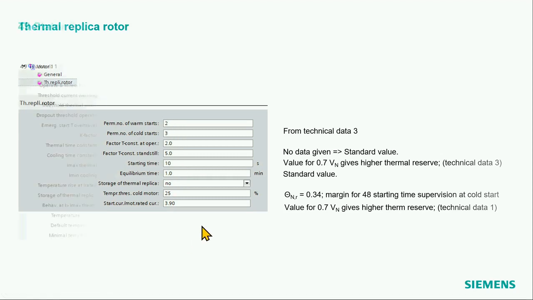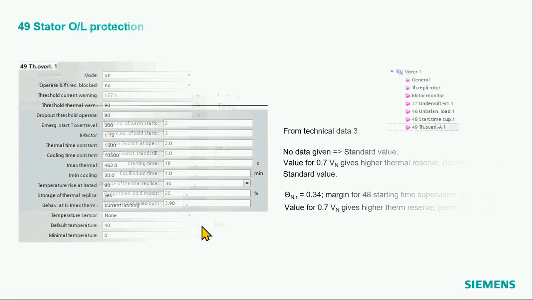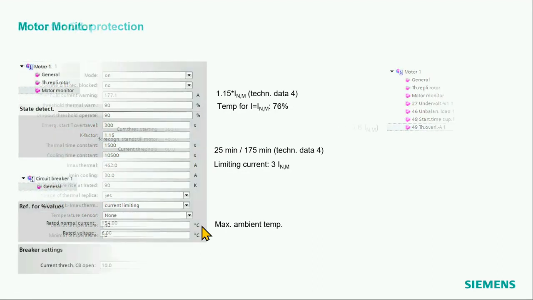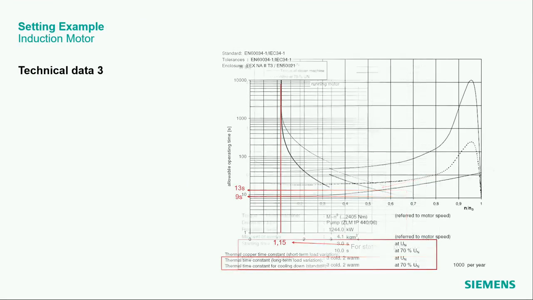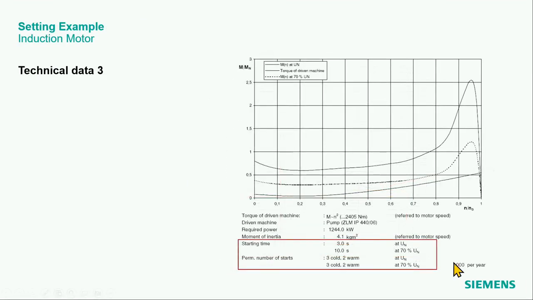So let's have a look at the technical data again. I have to jump back a little bit. Now the animation comes here. Somewhere I have an indication. Here it is. Permissible number of starts, 3 cold, 2 warm, for the nominal voltage, and also for a voltage which is 70% of the nominal voltage. So for the undervoltage situation.